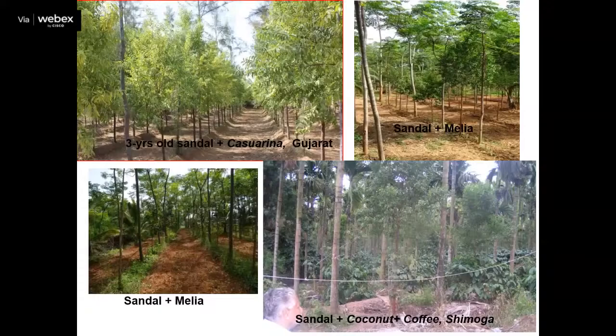And sometimes the farmers do very close spacing. What will happen with close spacing, for example, when you use Melia dubia or Casuarina, you will cut after 6-7 years or 8 years. So while cutting, it will damage the sandal. At that time only the farmer realizes, so we made the mistake, we should not do close spacing. So you have to think about the future of the tree harvesting. How we can design, what the spacing will be required.